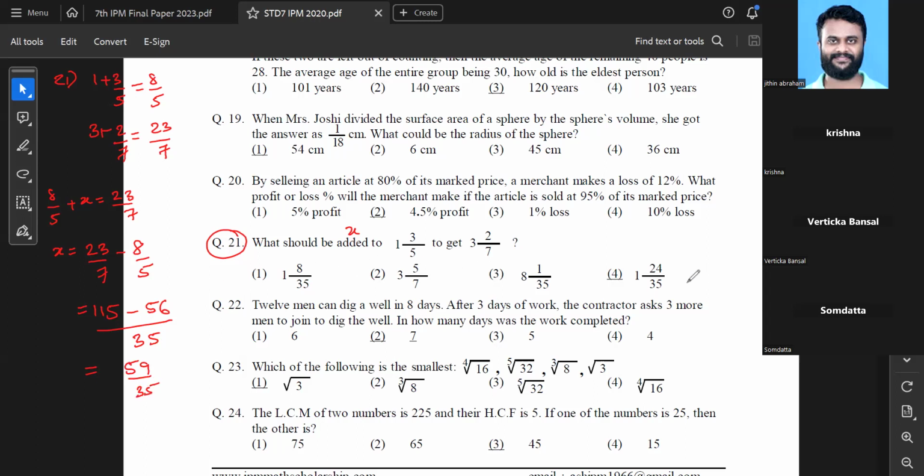Now, obviously, in the options, I don't have 59 upon 35, but I do have some mixed fraction with 35 in the denominator. So I'll do one thing. I'll just split this number. So this can be split as 35 plus 24. Let me split the denominator as well. So that will give me 35 upon 35 plus 24 upon 35. 35 upon 35 is 1, and then I have another 24 upon 35, which means option 4 is my correct answer.